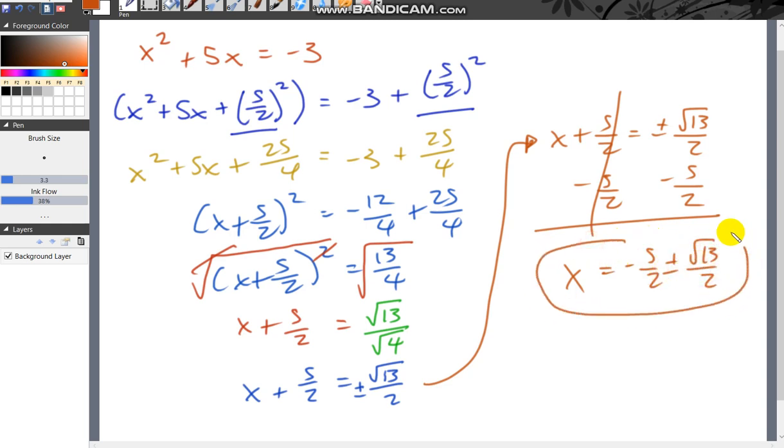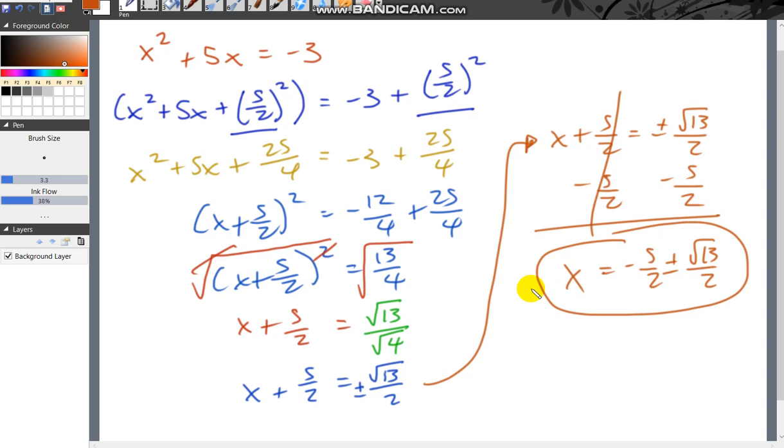And as you can see, this is basically x. So it's negative 5 over 2 plus square root of 13 divided by 2, or negative 5 over 2 minus square root of 13 divided by 2. So yeah, that is how you would do something like that.